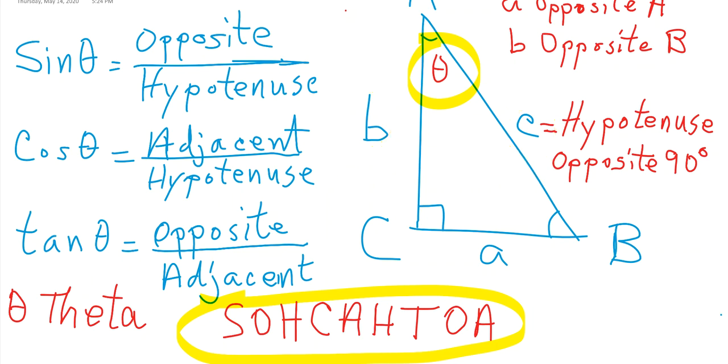And what if we're dealing with tangent? Tangent will be opposite over adjacent. That would be tangent. Okay? So that's cool, right? Not too hard. Let's back up a little bit and talk about a different angle.